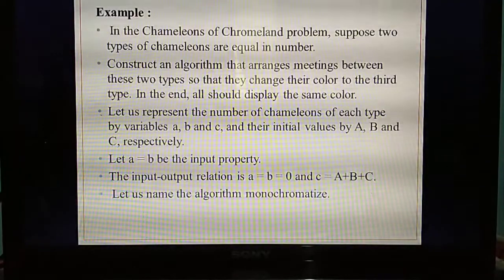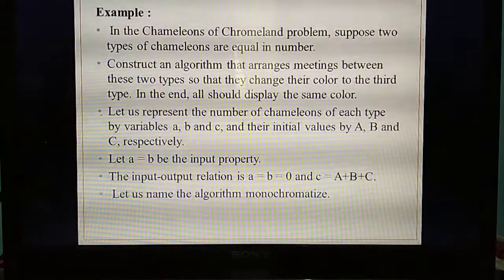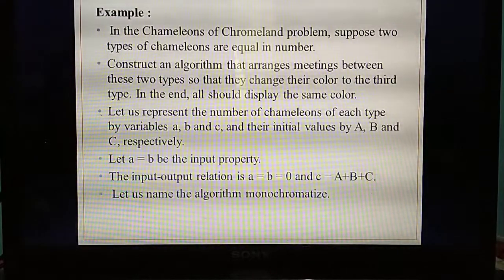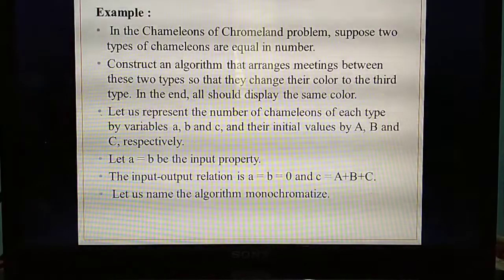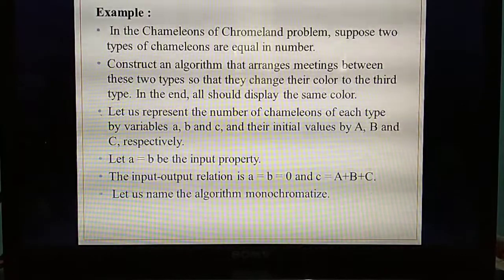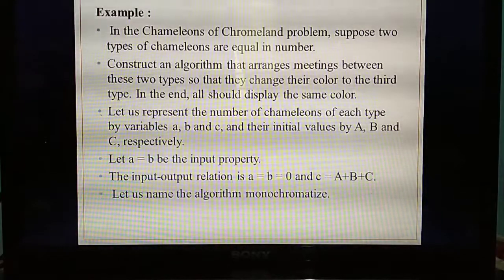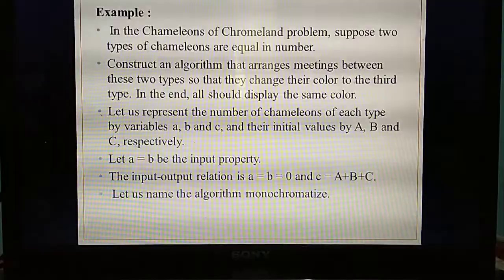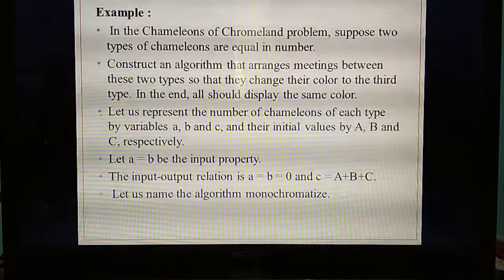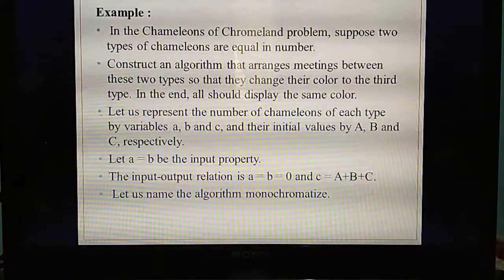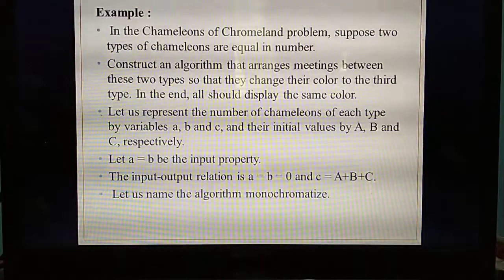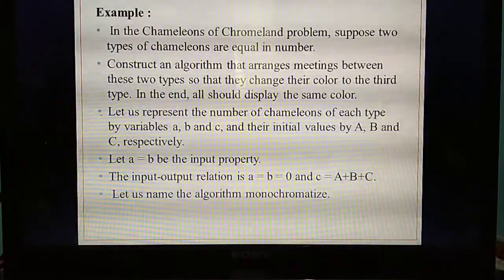That means red color has 2 and green color also has 2. If two of them meet and they are equal in number, they will change their color to the third one. That means the red and green ones change to the blue color. Understand? That's the question. What they have asked is that at the end of the problem, all the chameleons need to display the same color.